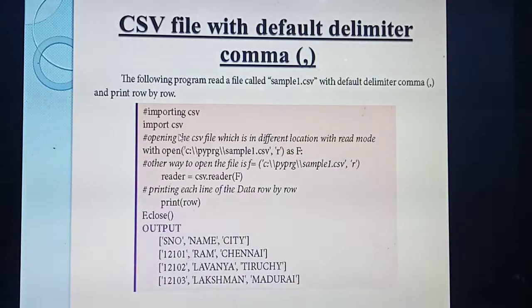So the first thing, you need to import a file: import csv. Next you are going to open a file: with open of, from which location? C pyprg, that is Python programming. The name of the file is sample1.csv, in which mode? Read mode, as f, that is a file object. Understood? Next, as I said first itself, the hash symbol lines no need to study, that is for your understanding. Next you are going to read the file.